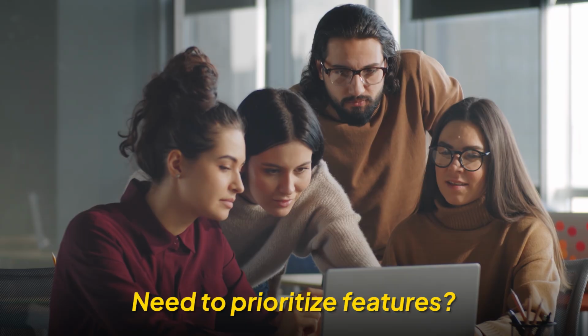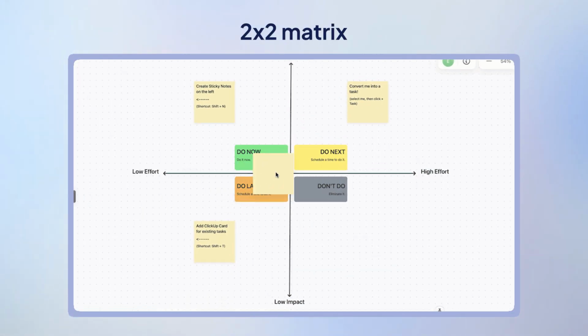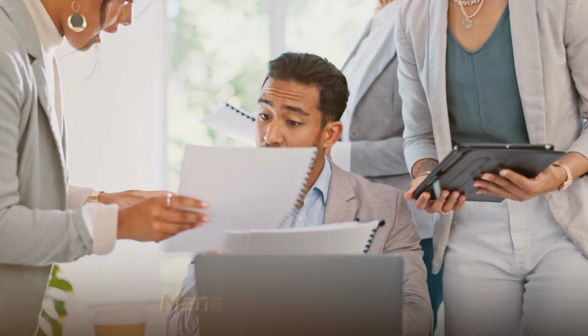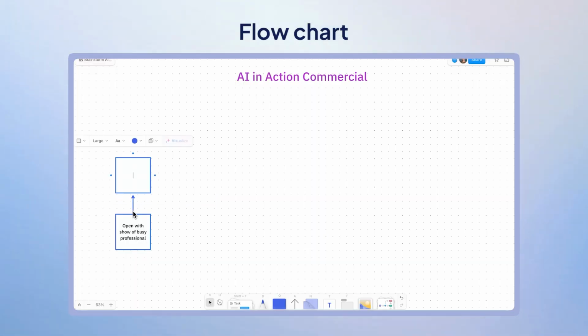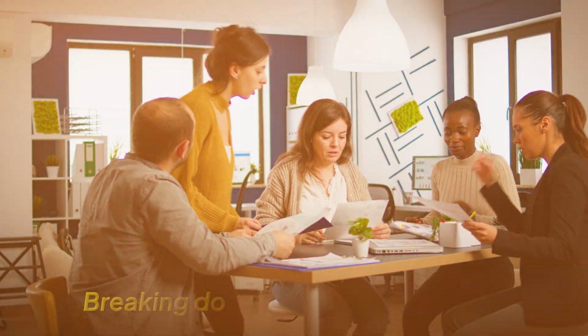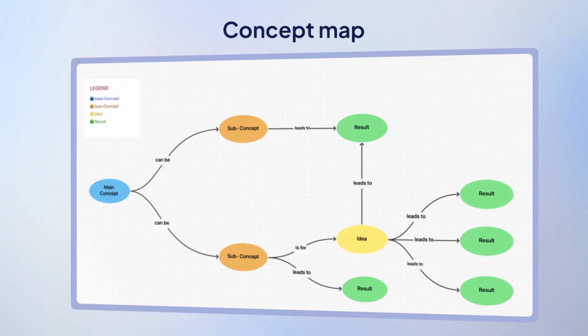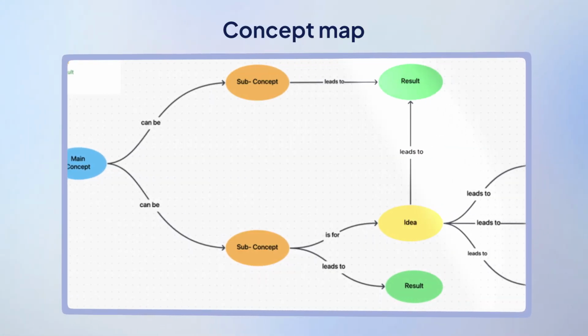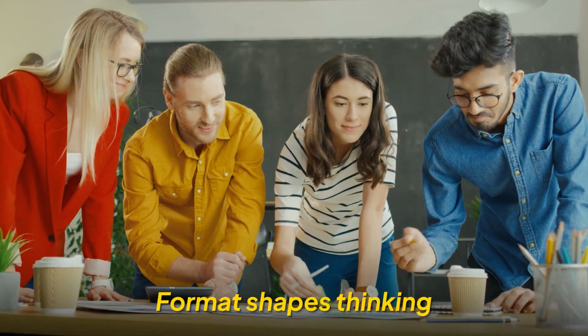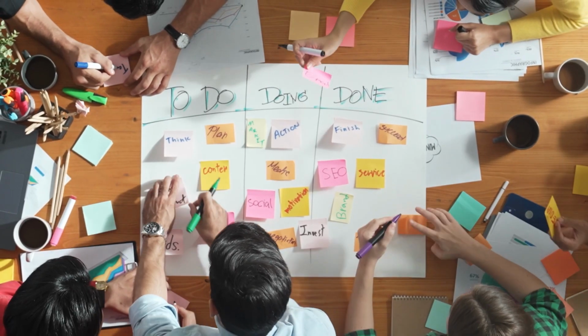Need to prioritize features? Use a 2x2 matrix, plot cost versus effort. High impact, low effort ideas rise to the top. Managing a workflow? Create a flowchart. Map every step, every decision point, every branch. Breaking down complex concepts? Build a concept map. Show how smaller pieces connect to form the whole. The format shapes how teams think about the ideas, so choose the right structure for your ideas.